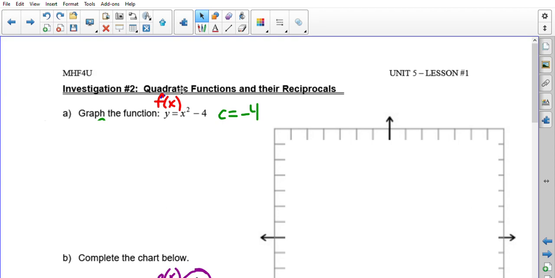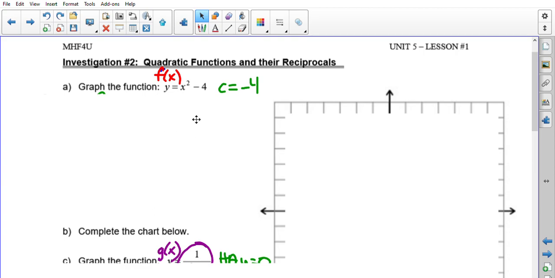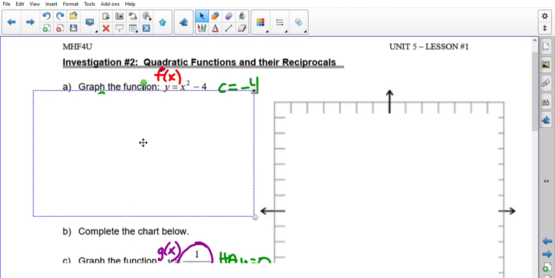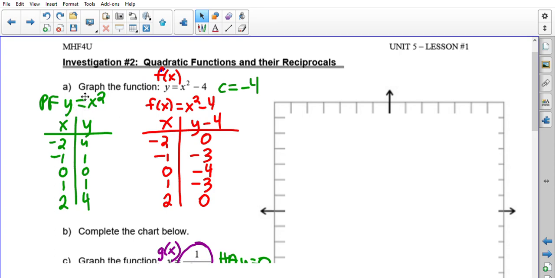Now we're going to investigate quadratic functions and their reciprocals. So how is it different with quadratics? Let's start off with the function x squared minus 4. I'm going to label that f of x. Again, if we were to just graph this, I would notice this is a quadratic function that has been vertically translated 4 units down. So I start with my parent function, my table of values, and my c value is -4. That means my x's aren't affected, and I just subtract 4 from all the original y values.